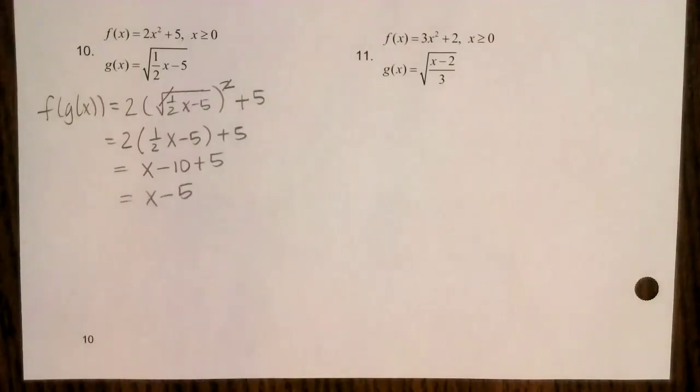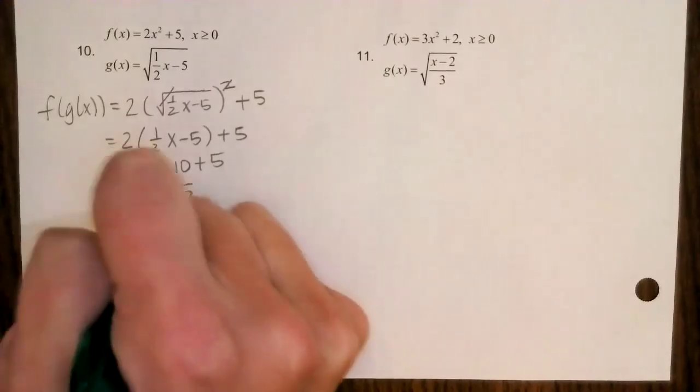I can go ahead and stop right there. I don't have to do the g of f of x because this is not x. In order for it to be inverses, they both have to be x. So these are not inverses.